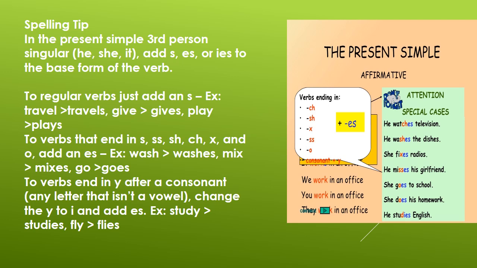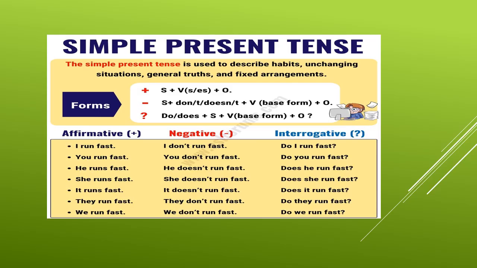She fixes radios. He misses his girlfriend. She goes to school. She does his homework. He studies English. So there are three forms in the simple present tense. You have the affirmative sentences where you are meaning yes. So the sentence means yes.